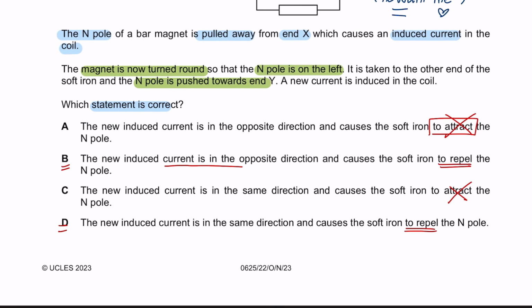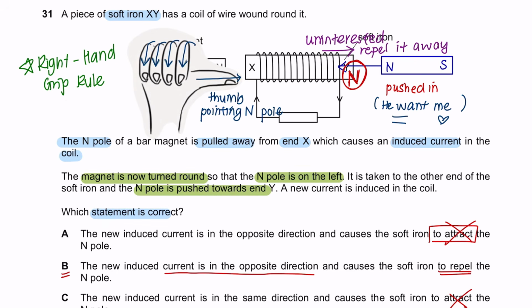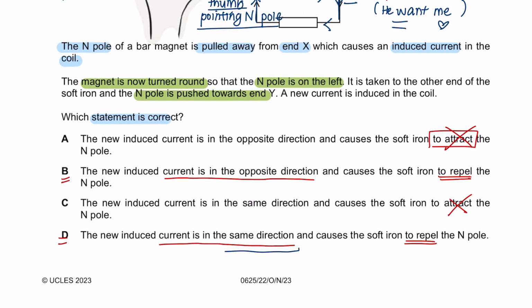B states that the current is in the opposite direction and D states that the current is in the same direction. To identify the direction, we need to apply the right hand grip rule. According to the right hand grip rule, you must remember that your thumb must always point to the north pole. And the north pole for the soft iron core is over here. So the thumb has to be pointing in this direction. So this is the current flow. So the current is flowing in this direction, which is similar to how it began. So it is in the same direction. The answer here is D.